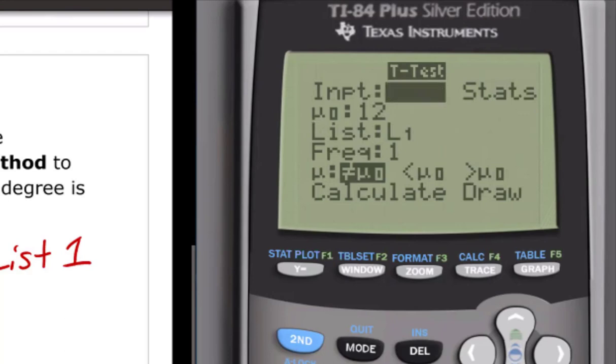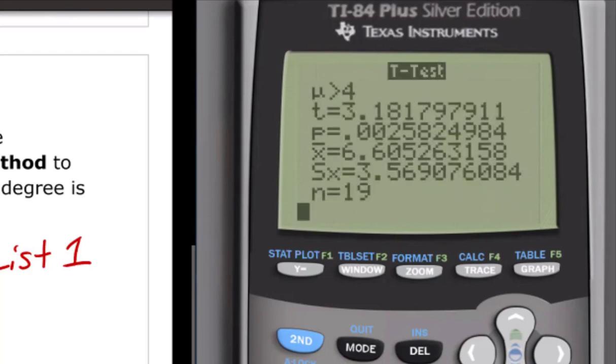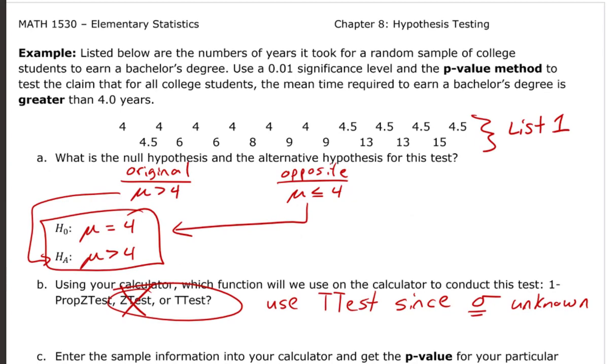And then for our mean, our null hypothesis, we're testing the claim that it takes 4 years to get your bachelor's. And then my data is in list 1, so just leave list as L1. Frequency is 1, and then for my alternative hypothesis, we want the greater than symbol. So we pick the last option there, and then go down to calculate. And on this one, we can see the p-value is 0.0026 roughly, and that will be your p-value.